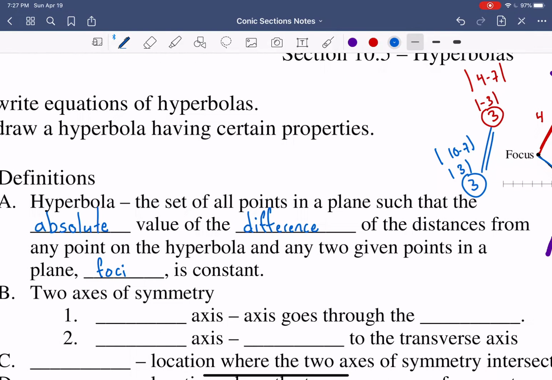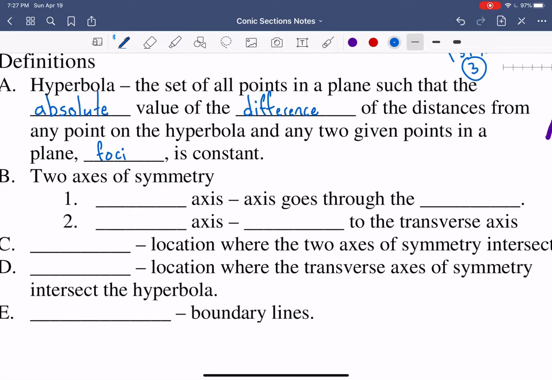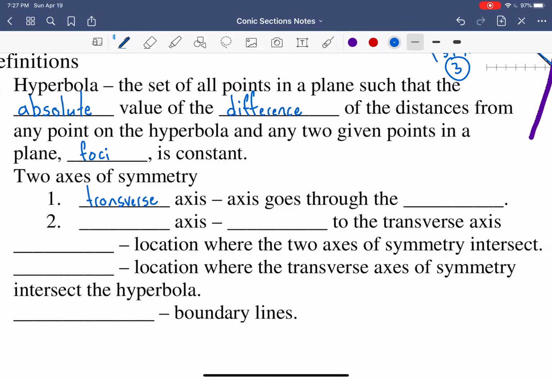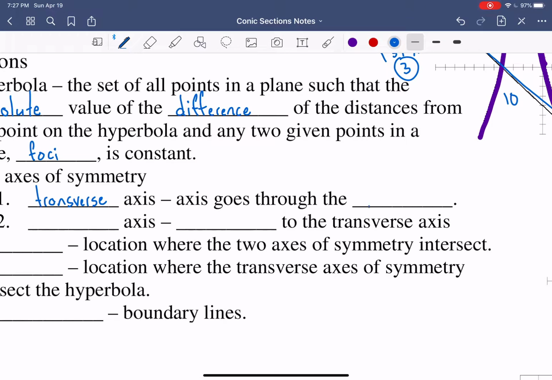So let's fill that out in our notes. We said there's two axes of symmetry. The transverse axis, because it travels through the two foci, and then the conjugate axis, which is perpendicular to the transverse, or through the void.